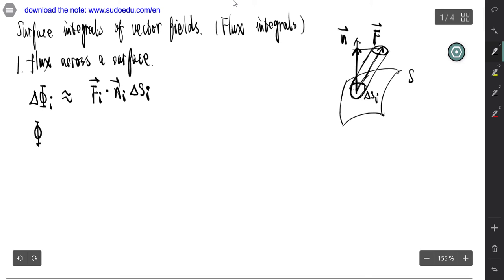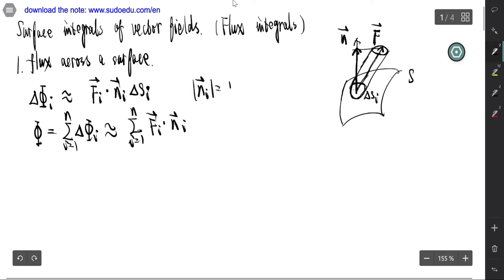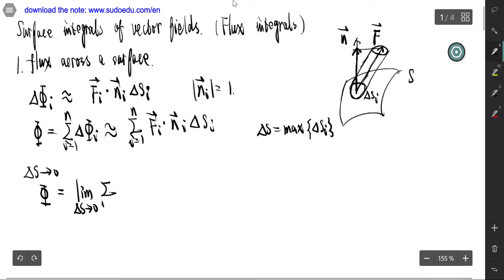Now the total flux is the summation of delta phi_i, approximated by the summation from i equals 1 to n of F_i dot n_i times delta S_i, where n is the unit vector. Then let delta S, the max area of all delta S_i, tend to 0. We get the precise value of phi: the limit as delta S approaches 0 of the summation from i equals 1 to n of F_i dot n_i times delta S_i.